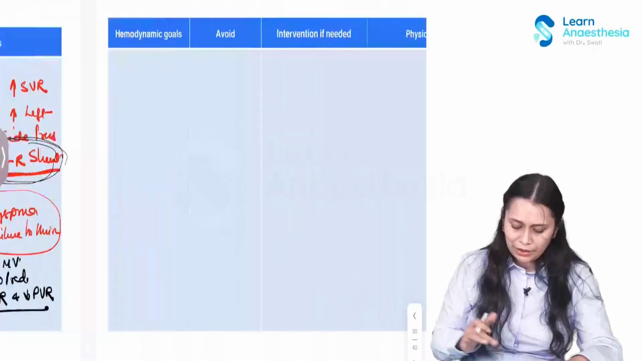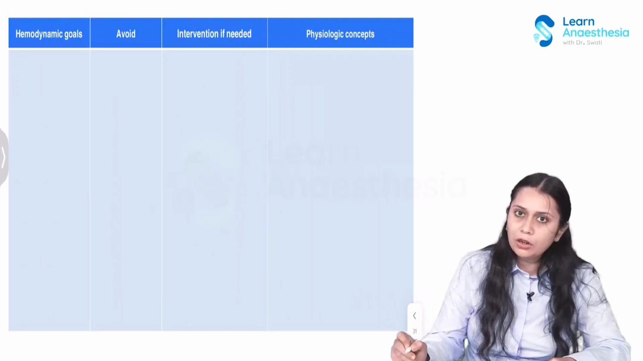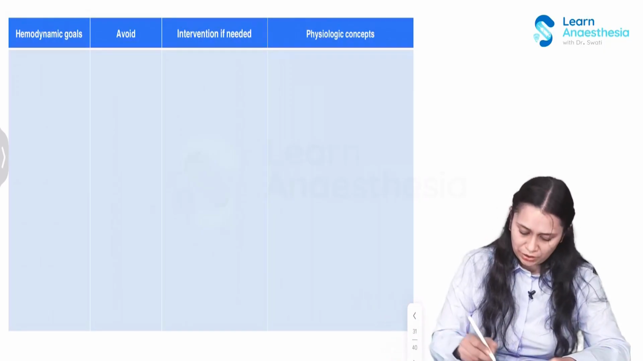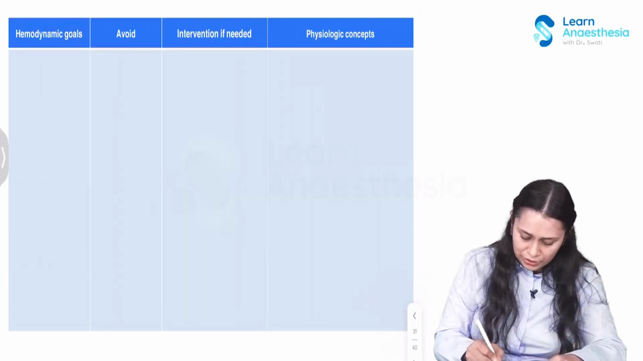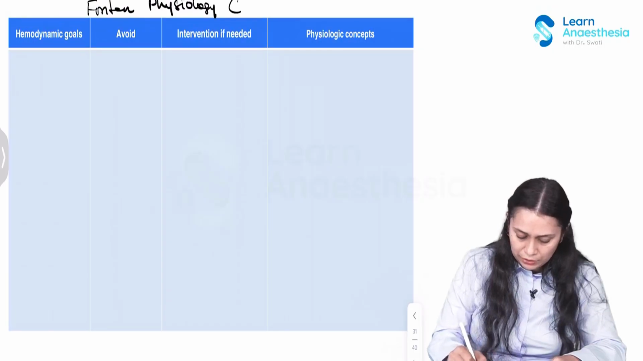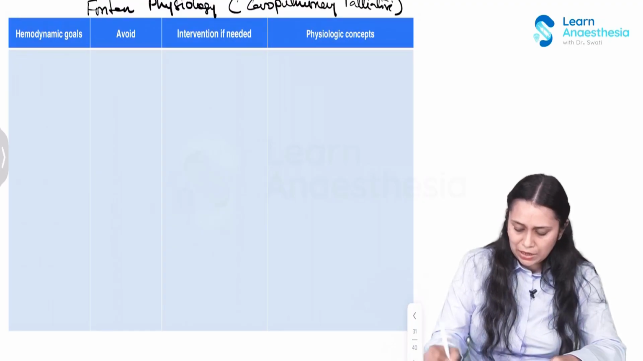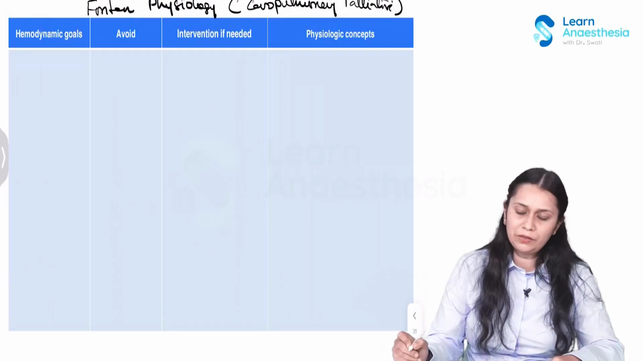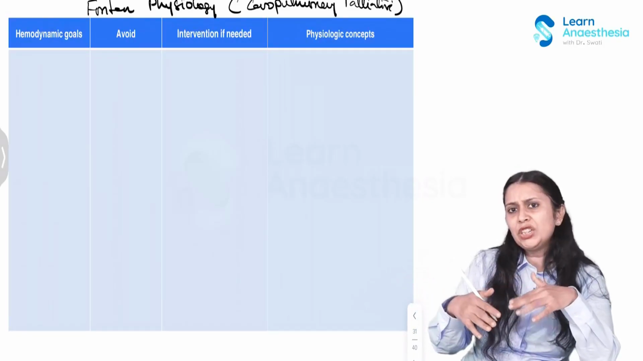Okay. Next, we will discuss Fontan physiology, or cavopulmonary palliative shunt, which is done in single ventricle. So Fontan physiology, or cavopulmonary palliation, what we do is create a shunt between the pulmonary artery and the vena cavas, to maintain a series circulation in patients with single ventricle.